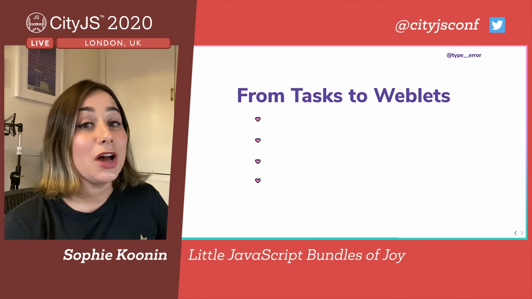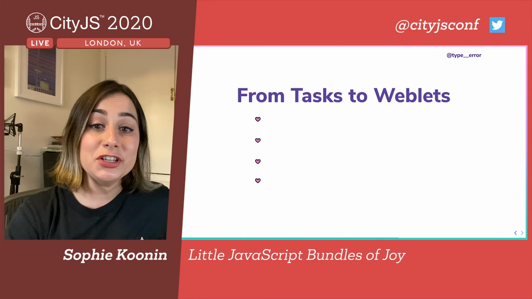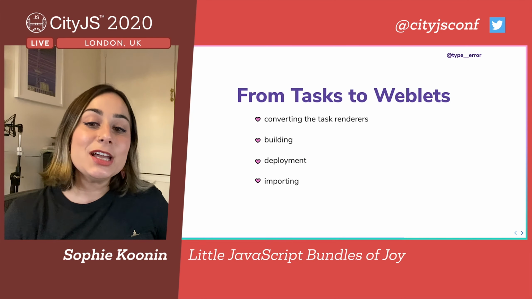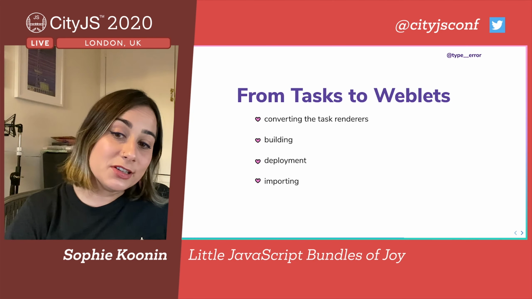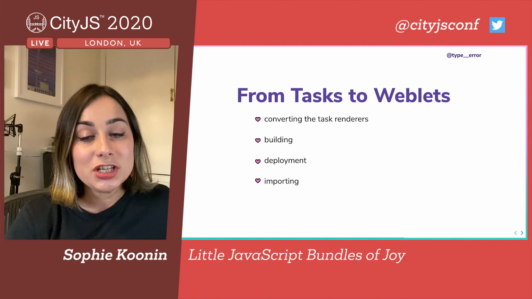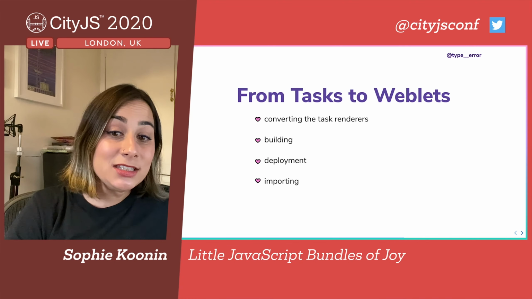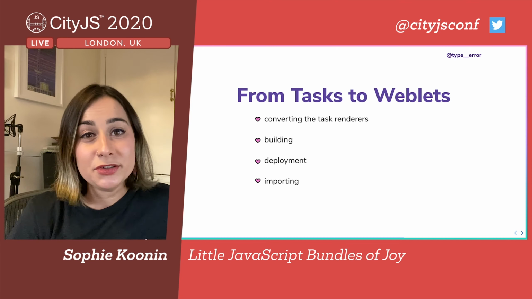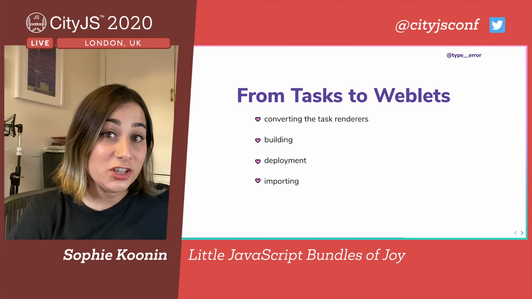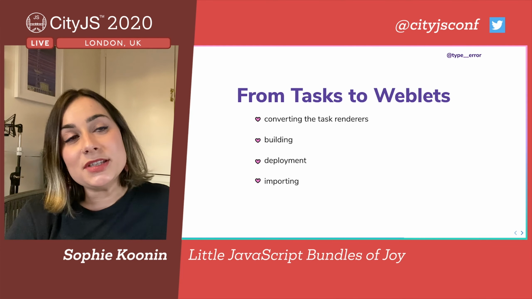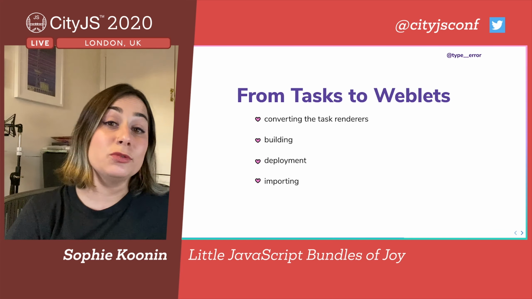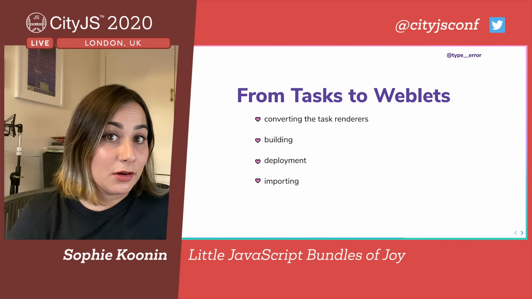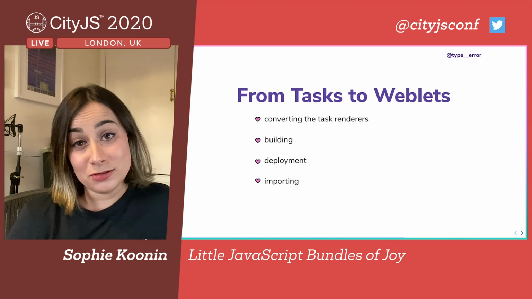So to turn task renderers into Weblets, we had a few jobs to do. When it came to preparing the code for the actual renderers, we actually didn't have to change them that much. They're already pretty self-contained, and ultimately they're just a JavaScript object with an associated React component and a style sheet. The bulk of the work was actually in building the individual bundles, deploying them somehow, and then importing them into the core BizOps application.